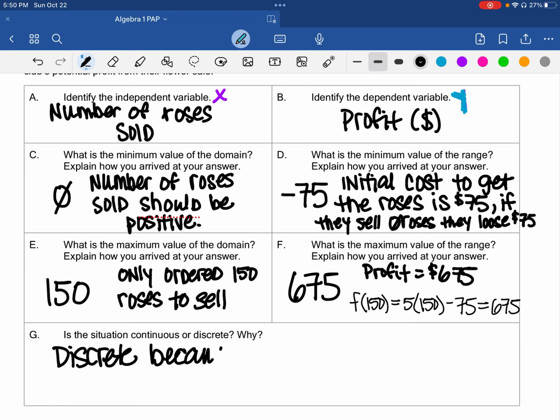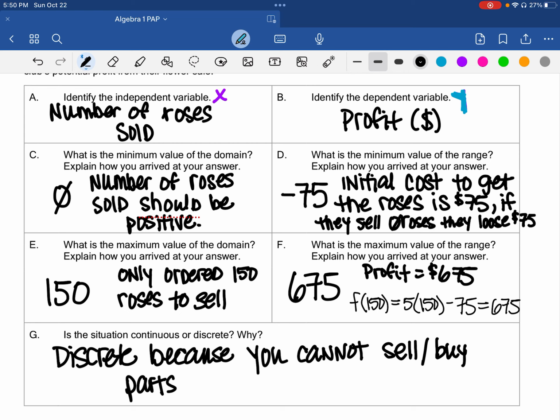It would be discrete because you cannot sell or buy parts of a rose. We're not doing that. We're not selling the rose petals, okay? I know what you're thinking. We're not doing that. We're selling the whole rose, the whole stem rose.